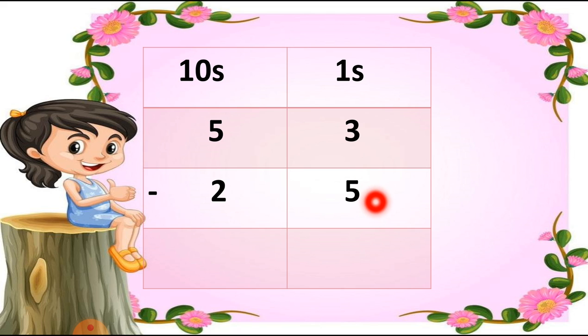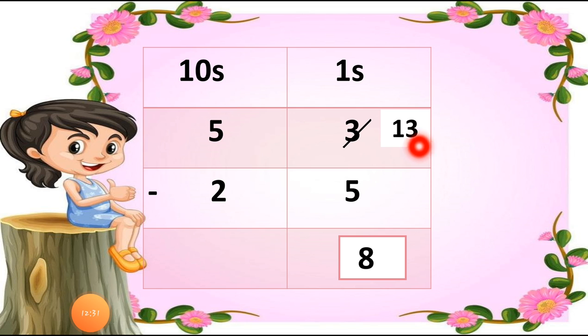So we can't take away 5 from the 3 because 3 is a small number. So we have to borrow 10 from the tens column. If you add 10 into the 3, the answer 13 will come, and cut the 3. Right. Now you have to cut 5 from the 13. Which number will come? So the number 8 will come.